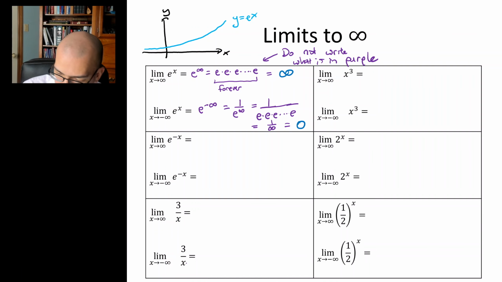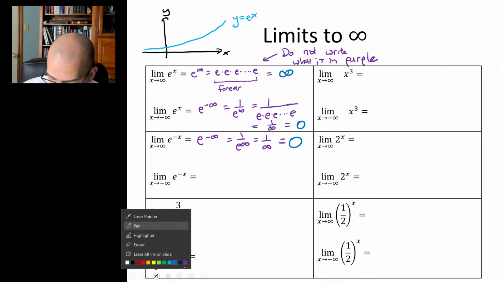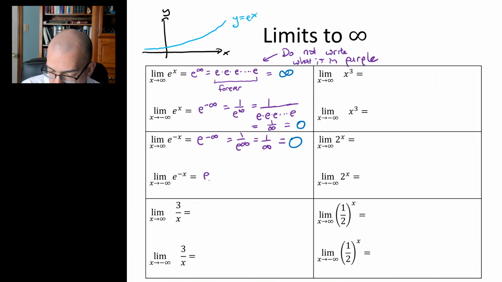Okay, so for the next one, we have e to the minus infinity, which is 1 over e to the positive infinity, which is 1 over infinity, which is 0. We're just supposed to say equals 0. How about the next one? We have e to the negative infinity, which is e to the positive infinity, which is infinity.